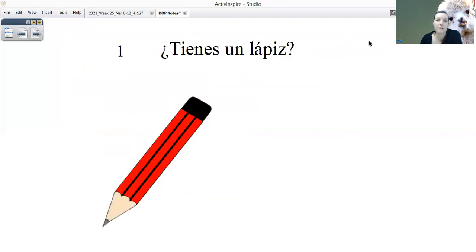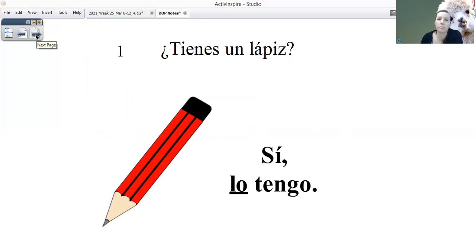So here's some practice. It's a question, and we have a couple of these. Do you have a pencil? ¿Tienes un lápiz? Yes, I have it. That's what you want to say. What do you have? A pencil. The pencil is masculine, singular, and therefore you can replace it with lo. Where does lo go? Before the conjugated verb, tengo, because it's do you have. So, sí, lo tengo.